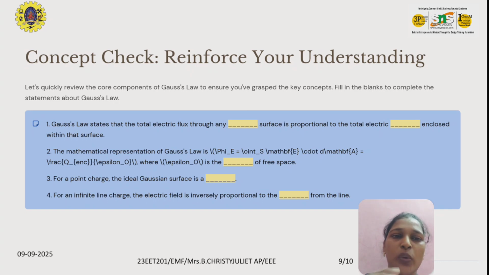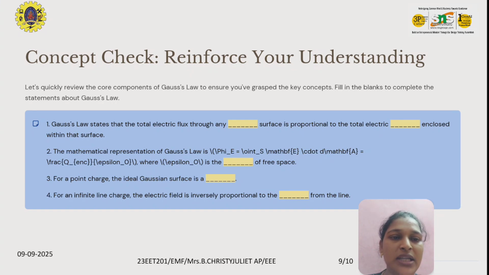Now we'll have a quick quiz session where you can try to find the answers. First one: Gauss law states that the total electric flux through any dash surface is proportional to the total dash enclosed in it. We know from the integration itself that it is a closed integral, which means the electric flux lines through any closed surface. That is why we are assuming a Gaussian surface here. So the first answer is a closed surface, and it is proportional to the total charge enclosed.